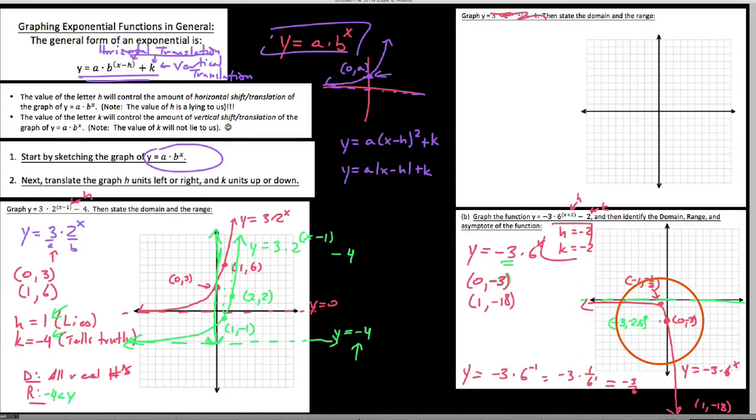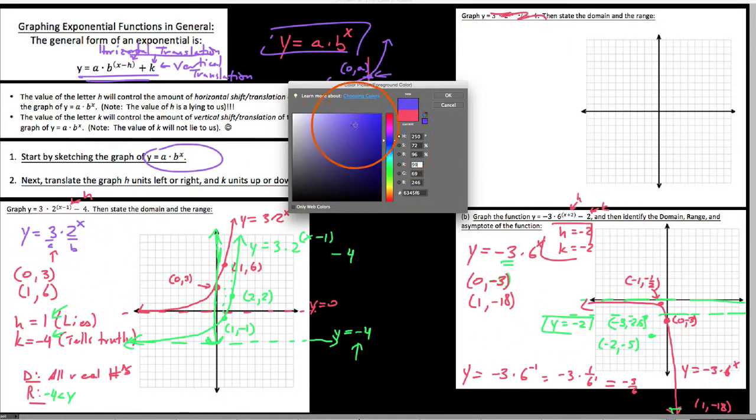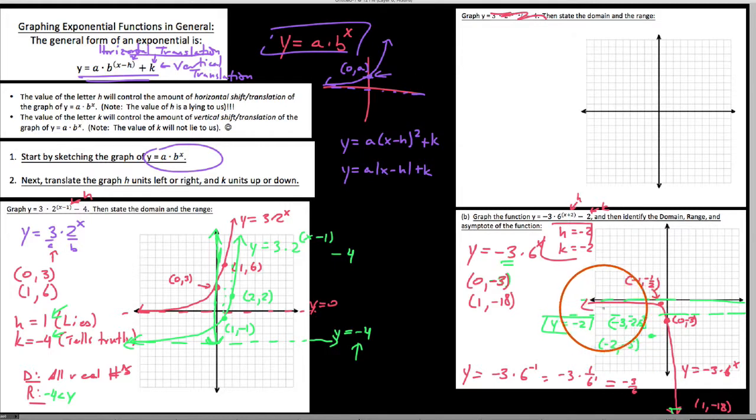We say take this left 2 down 2. So we're going to be at negative 2, comma, negative 5. And if you took this left 2 down 2, it's down here somewhere. But I also have to take the asymptote down 2. So here's this new asymptote, and it's going to be y equals negative 2. You could quickly see how that's always going to be the same as whatever the k value is, because whatever height you shifted your graph up or down, you're going to be shifting the asymptote with that. So here's our new graph.